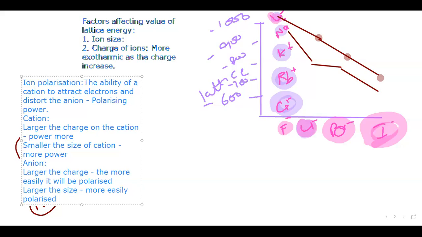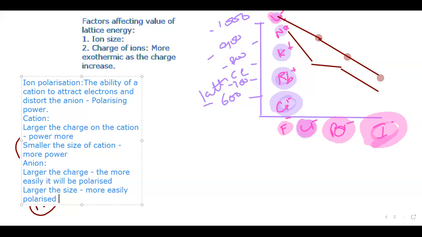The bigger the charge, that makes sense, because the bigger the charge, the more it's going to be able to attract the electron cloud. The smaller the size, the nucleus is closer to the electron cloud because it's in a smaller size, and the charge density is high. Hence, it can attract the electrons really easily.